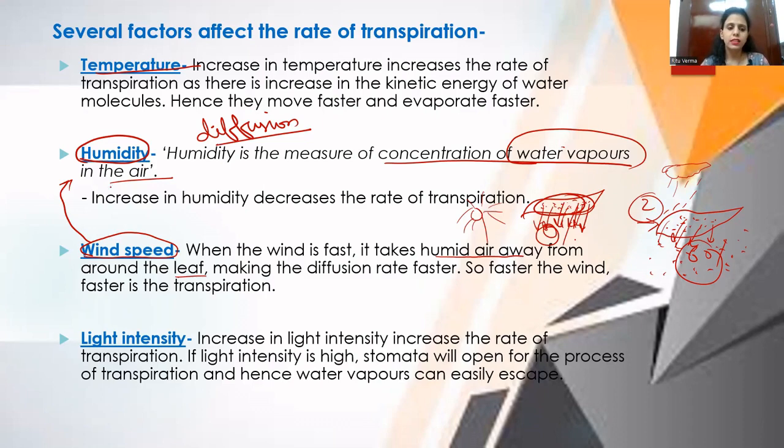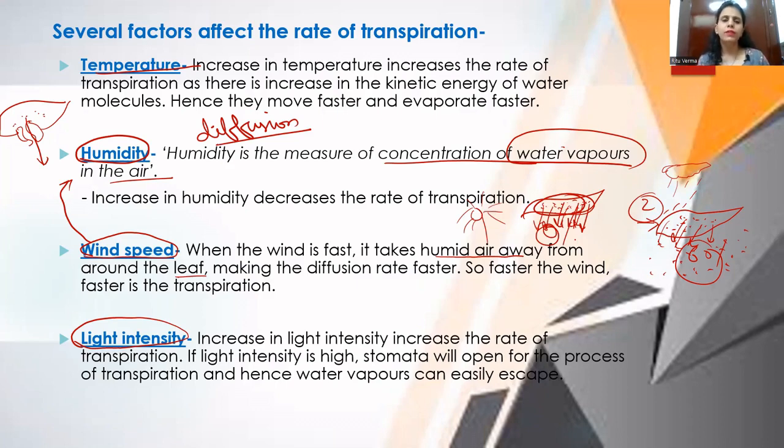The next factor is light intensity. Light intensity is important because we know that on the lower surface of the leaf we have stomata, and these water vapors diffuse outside the leaf through stomata, but they can diffuse only when the stomata is open, and stomata opens up when light intensity is high. This is because when a sufficient amount of light is present, plants will perform the process of photosynthesis, and for that they require carbon dioxide gas. This carbon dioxide gas enters the leaf from the air around through stomata. So the stomata opens up in order to take in the carbon dioxide gas.